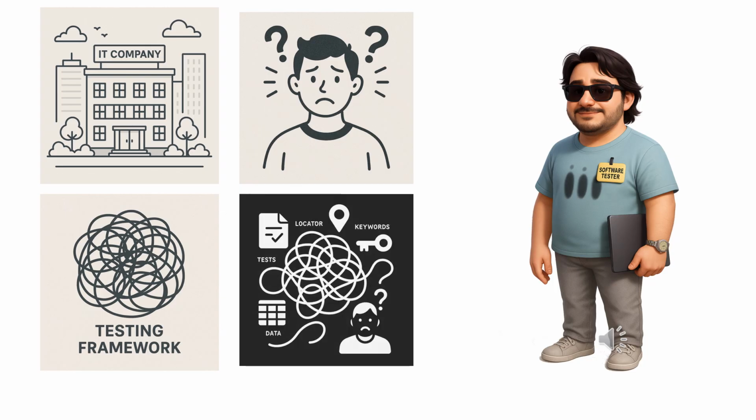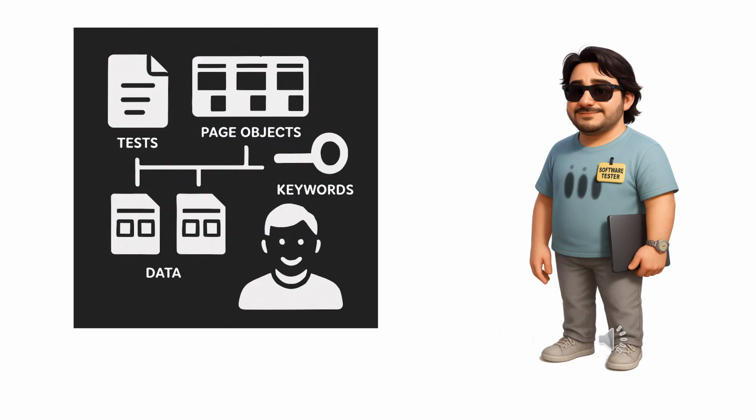Tests, locators, keywords, and data are mixed together. Pages are not separated. Locators are duplicated everywhere. Keywords are written randomly. And after a few months, the framework becomes hard to maintain, slow to update, and impossible to scale. This is why many teams struggle, not because Robot Framework is difficult, but because the foundation of the framework was never built correctly. So in this lesson, we're going to fix that from the start.